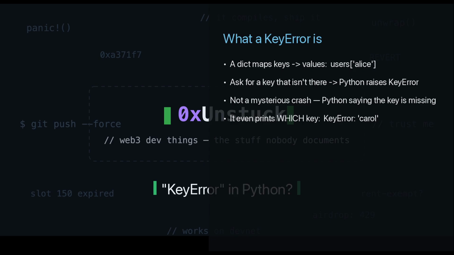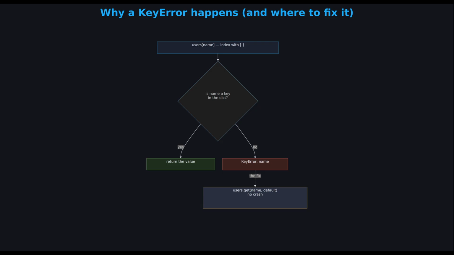First, what a KeyError is. A dictionary maps keys to values. users of "Alice" gives you 30, but if you ask for a key that isn't in the dictionary, Python stops and raises a KeyError. It's not a mysterious crash, it's Python telling you plainly that the key you asked for doesn't exist, and it even prints which one.